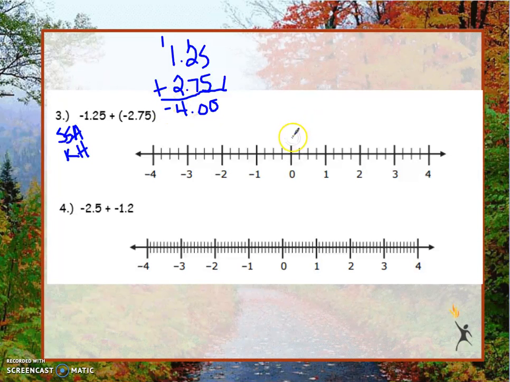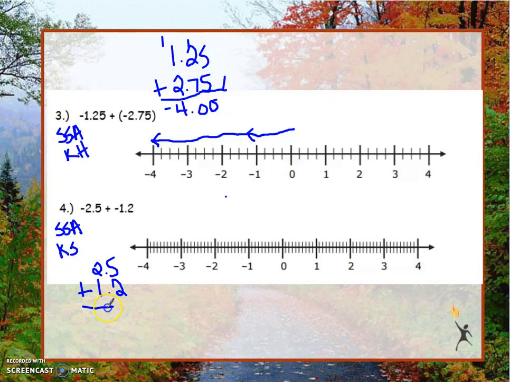We start at 0. We go to the left to 1 and 2500ths. Then we go to the left again, 2 and 7500ths. All right, number 4. Same signs add. Keep the sign. All right, we have 2.5 and 1 and 2/10. We get 7, 3, -3 and 7/10.